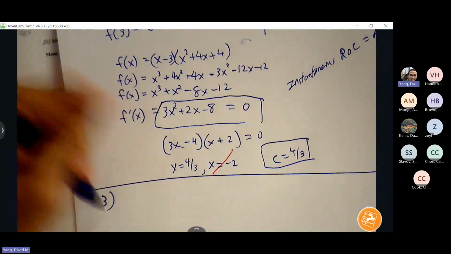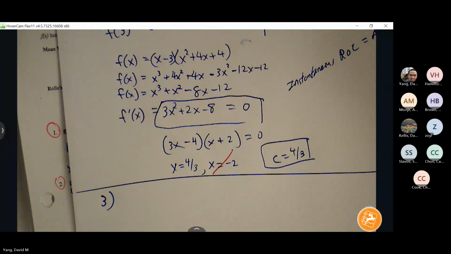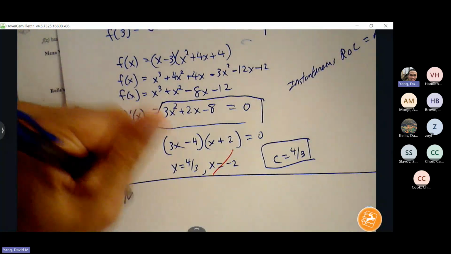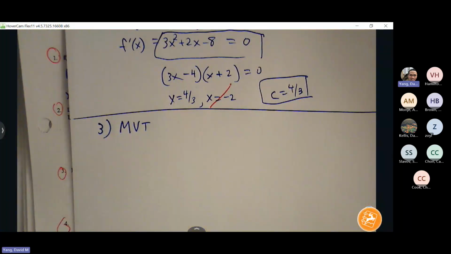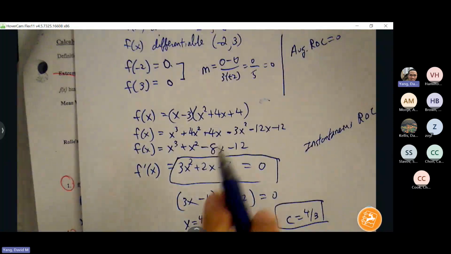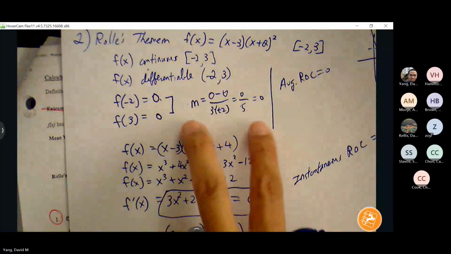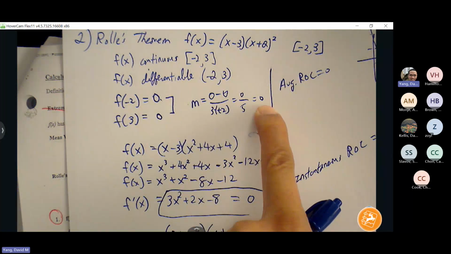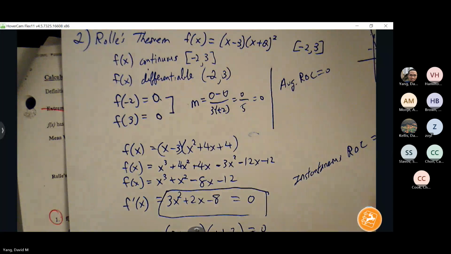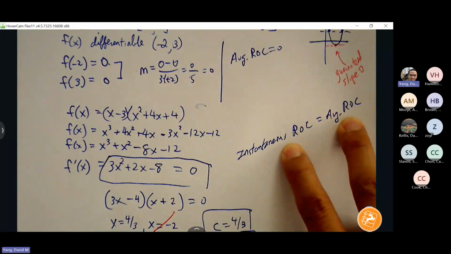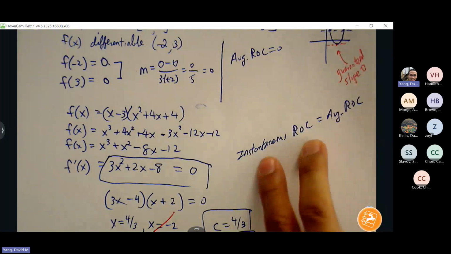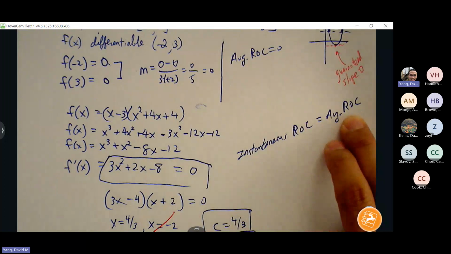Okay, number 3. Now determine if mean value theorem can be applied. Mean value theorem is not as restrictive as Rolle's theorem. We still need to check for continuity and differentiability. We're still going to find endpoints and slope. But with Rolle's theorem, the slope between the endpoints has to be 0. With mean value theorem, it can be any real number. But still the same formula. We still set the instantaneous rate of change, which is our derivative, equal to our average rate of change.